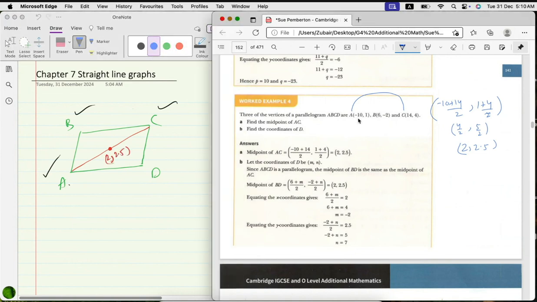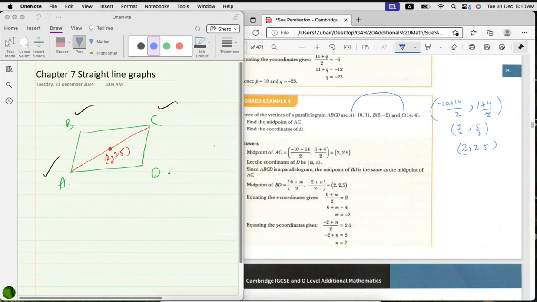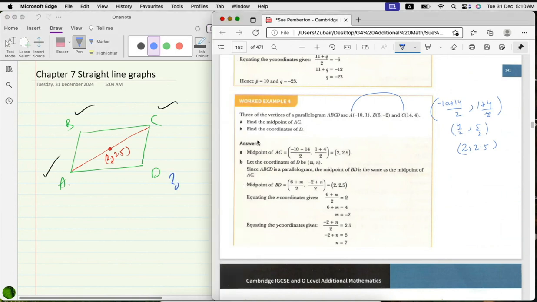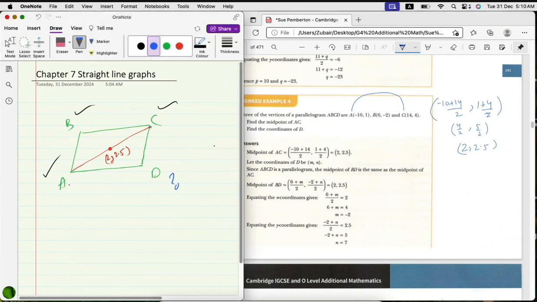Now D is actually missing, and it says find the coordinates of D. So here we need to know that in a parallelogram, the midpoint of the diagonals is the same. It is not perpendicular, this is not 90 degrees, but the midpoint is the same. AC and BD midpoint is the same.